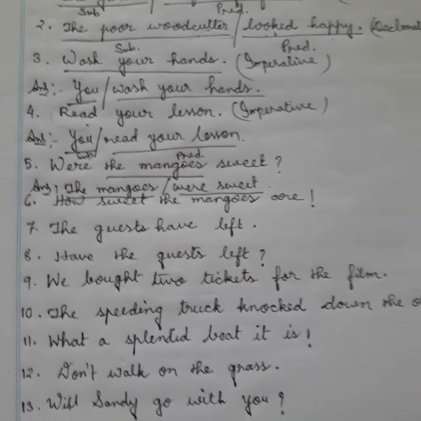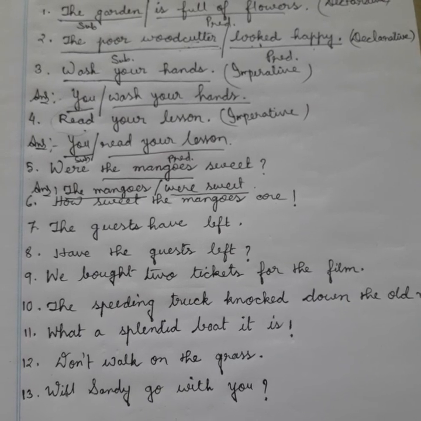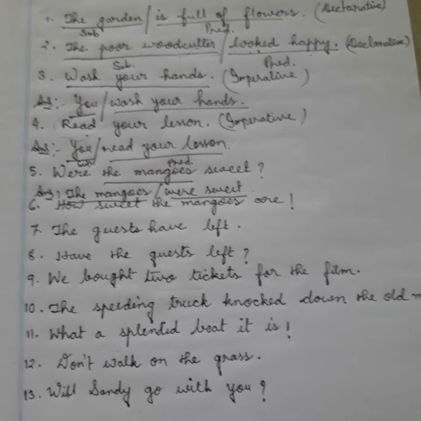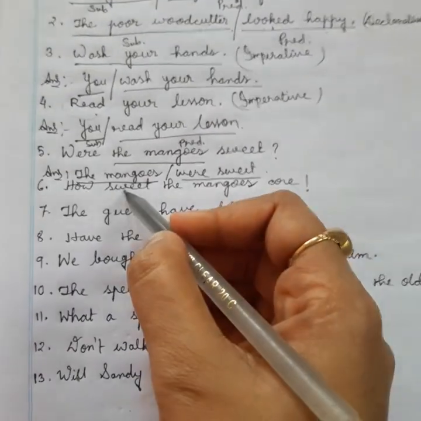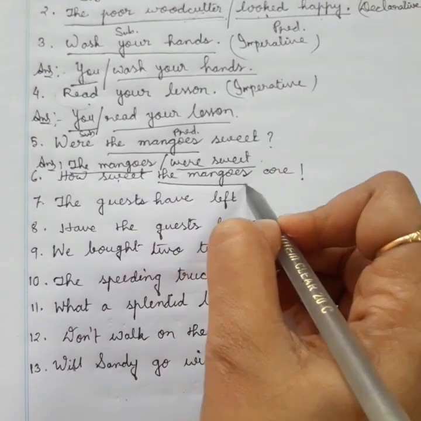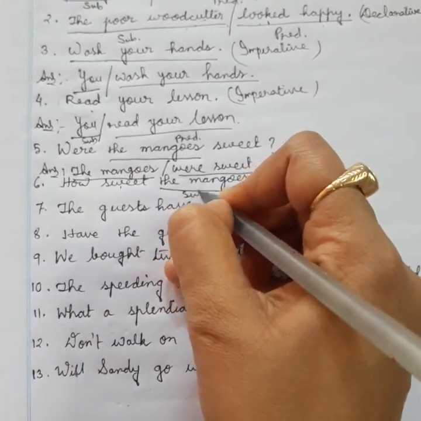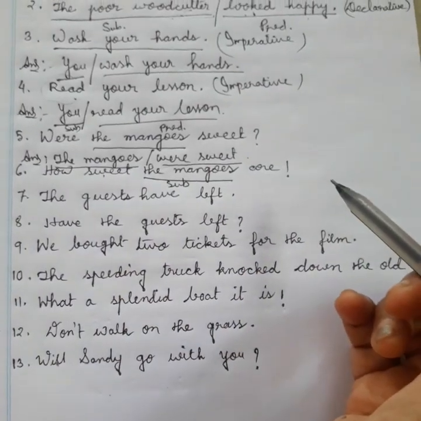Now number 6 is an exclamatory sentence. How sweet the mangoes are. So here the sentence is talking about what? Not sweet. The sentence is talking about the mangoes. So here the mangoes is the subject. How sweet are is the predicate.